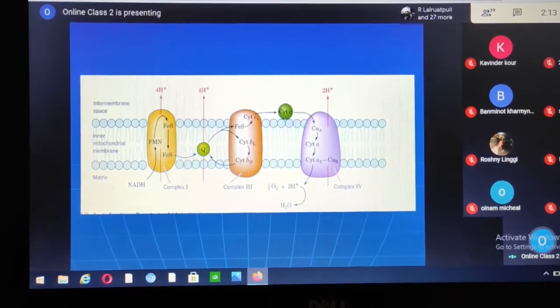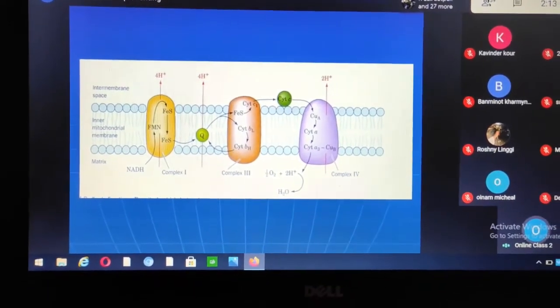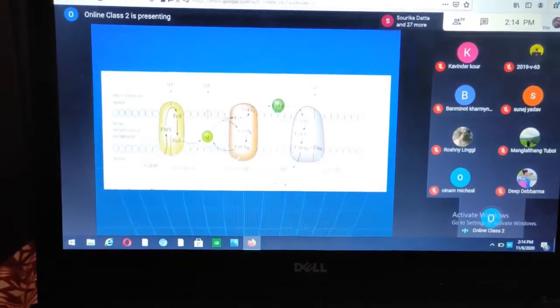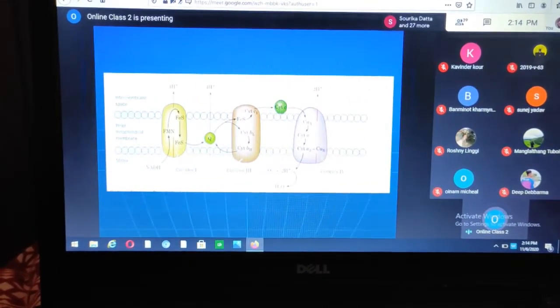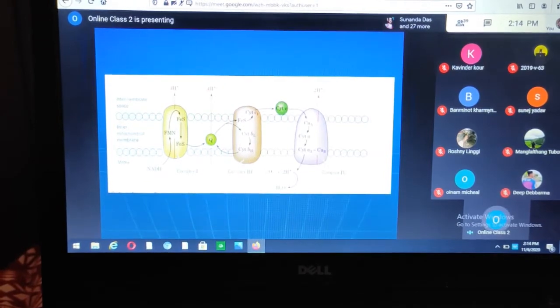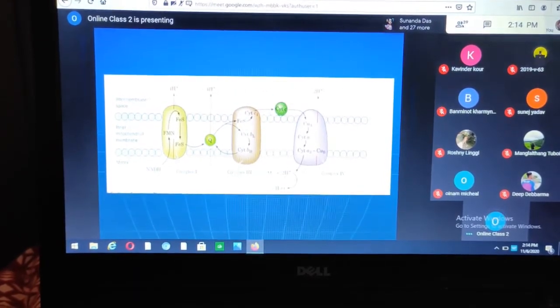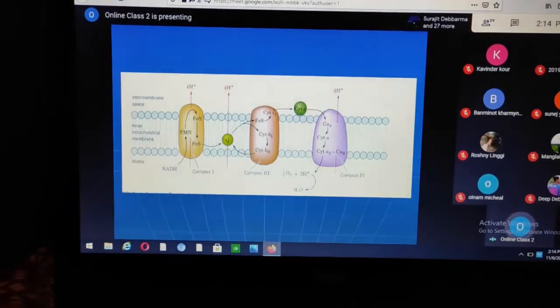Secondly, this is wrong, actually this should go to complex 3. Then to oxygen, 10 protons are transported across the mitochondrial membrane from the matrix to the intermembrane space. So this is very important.